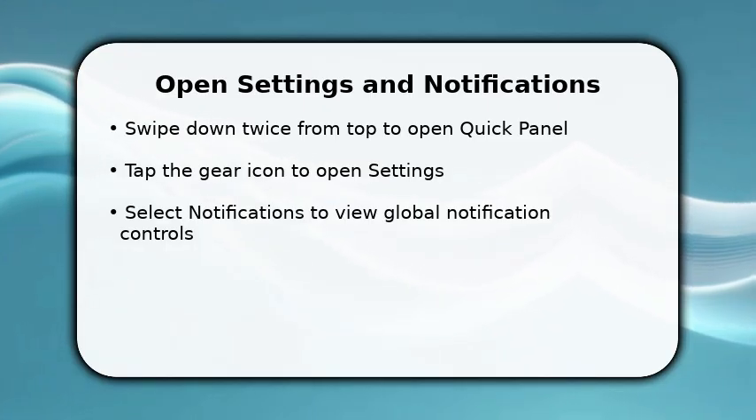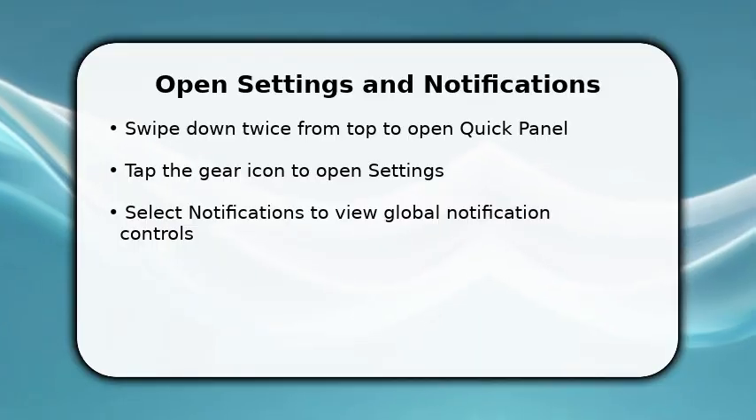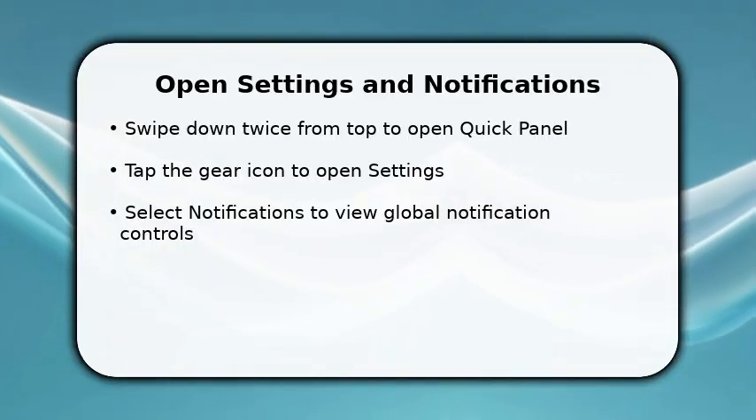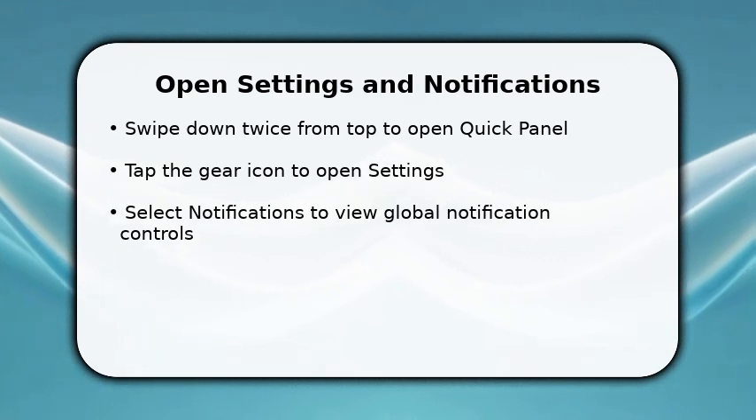Make sure you understand the difference between system-level controls and per app settings, because changing the global switch mutes many alerts immediately. Now that you're in Notifications, move to customizing specific apps for pop-up behavior.